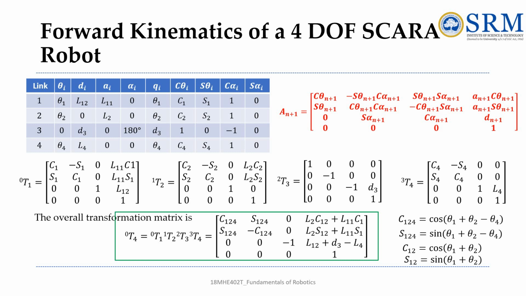Okay, so that is all about the forward kinematics approach using the DH parameter approach. Okay, we have seen the RPY wrist configuration and the 4 degree of freedom SCARA robot. Okay, thank you.